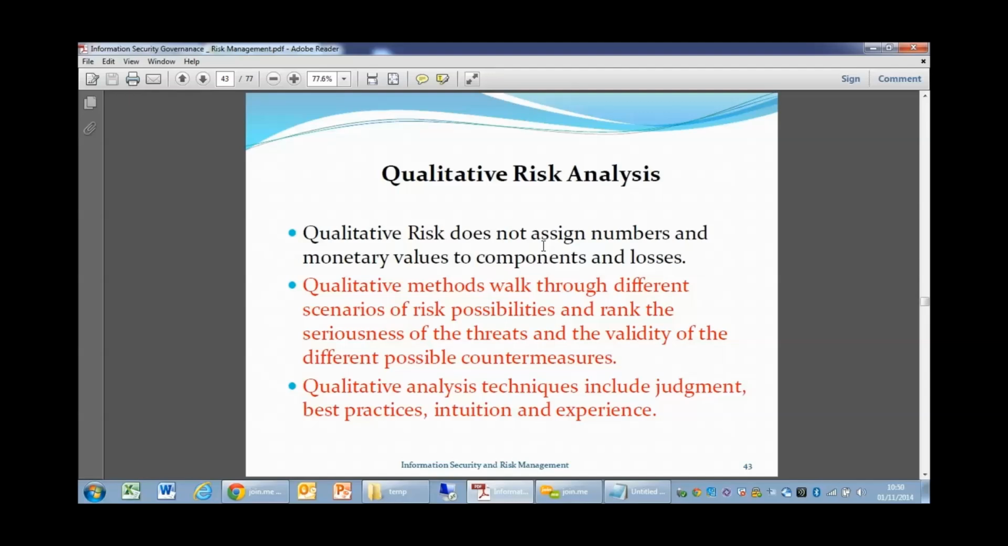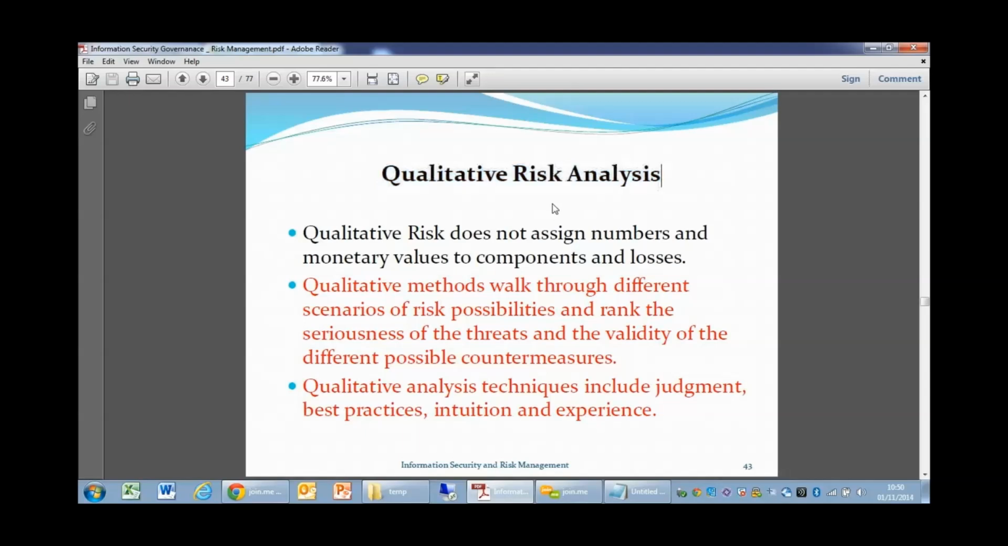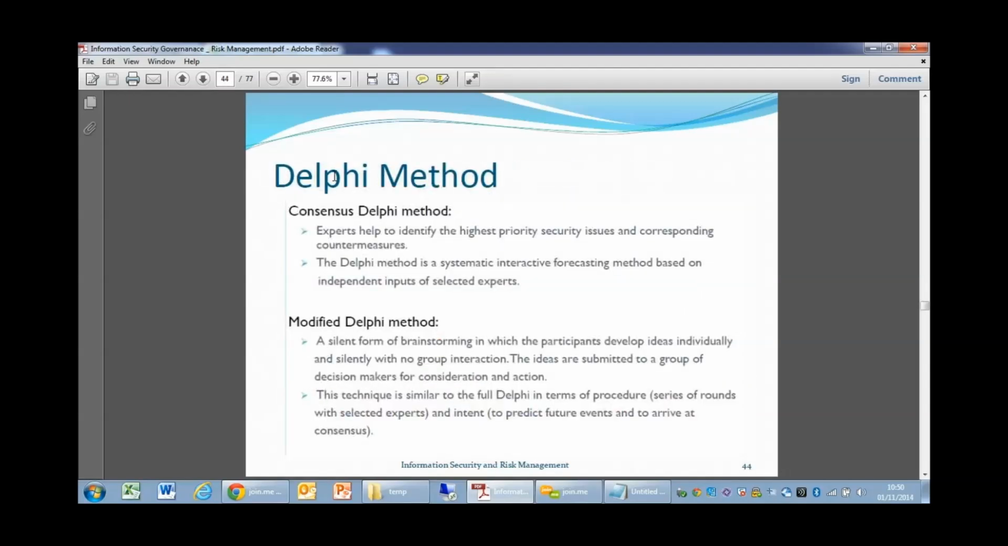Now moving on to qualitative risk analysis, as I said, there is no mathematics involved. It is all about judgments. It is all about understanding what information is there with the human beings. Qualitative methods walk through different scenarios of risk possibilities. Let me not get into theory; let me just explain what qualitative risk analysis is all about and how it is done. There is one approach which is called the Delphi method. Now what is the Delphi method? Let's say you want to understand the risk to reputation. Can you assign an asset value to reputation? It is very difficult, and that is where qualitative risk analysis comes into the picture.